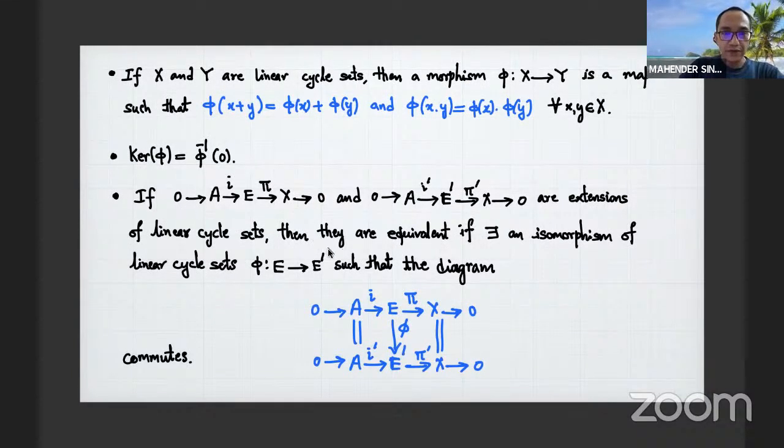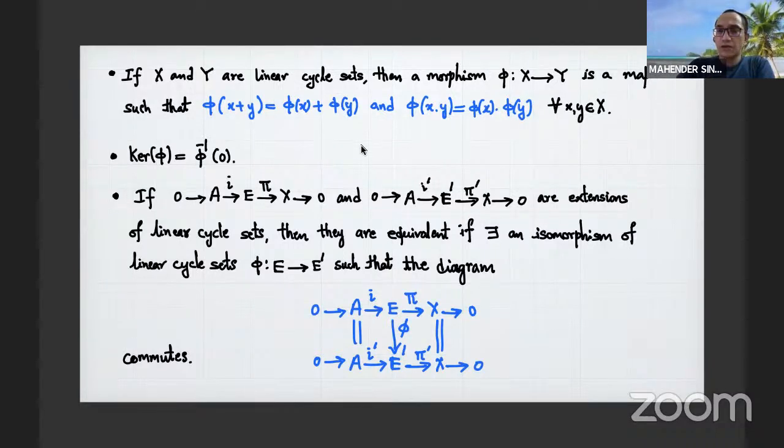Okay, so let us get into a little technical thing. So suppose you have two linear cycle sets. You can just, at the back of your mind, think of it as a ring structure, with two operations with some compatibility conditions, and a morphism is defined in an obvious way. So a map phi from X to Y is a morphism in this category if phi of (x plus y) is phi x plus phi y, and it preserves the product also, the rack product. And for any morphism, we define the kernel as phi inverse of 0.